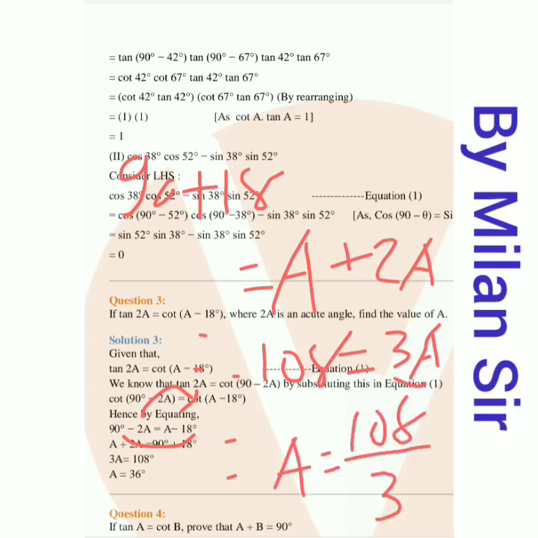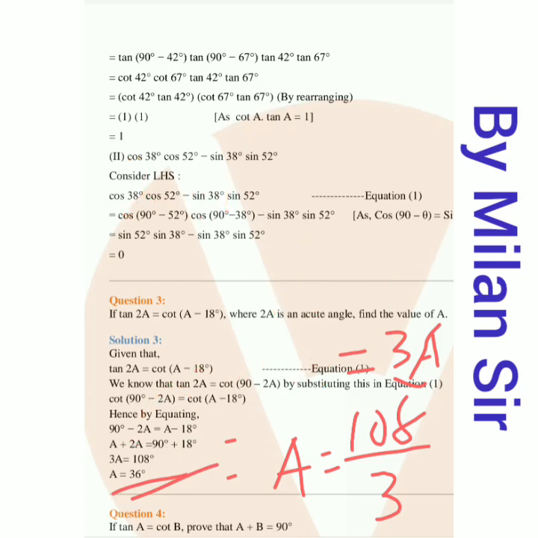So a is equals to 108 by 3. Here 3 and a are in multiplication, so if we transfer 3 to the left hand side, it goes in division. So 108 by 3, so a is equals to 36. It is our final answer. A is equals to 36. Okay.